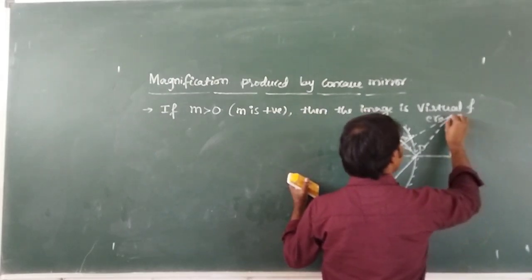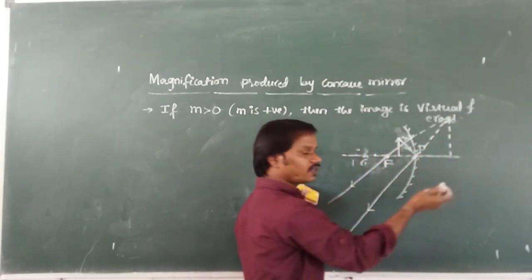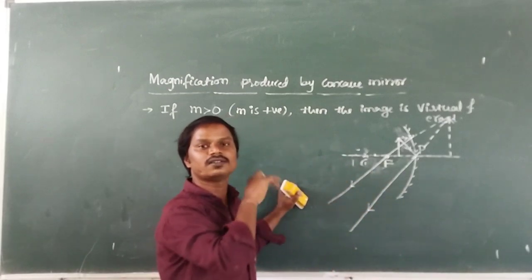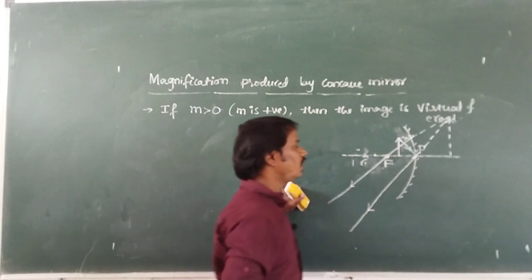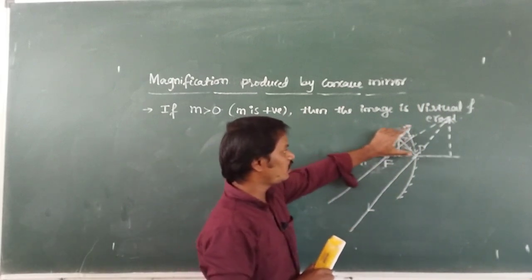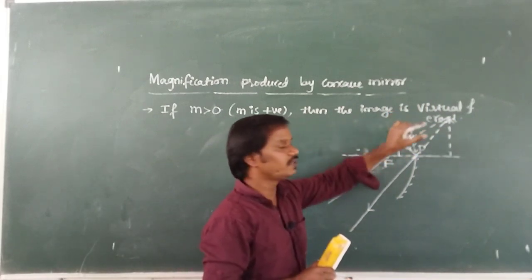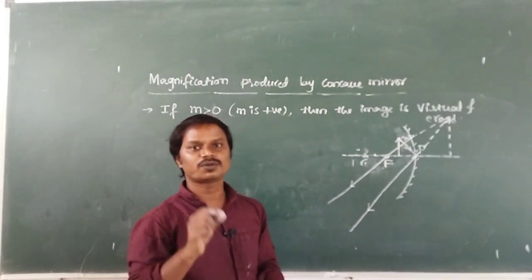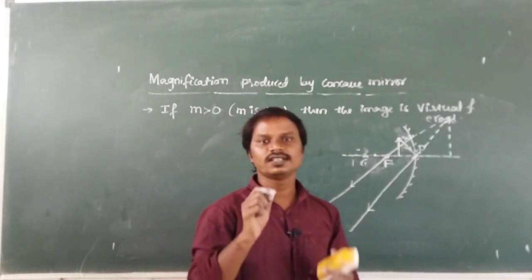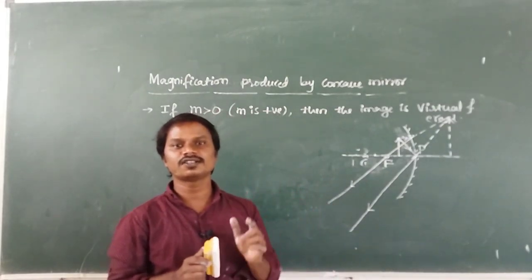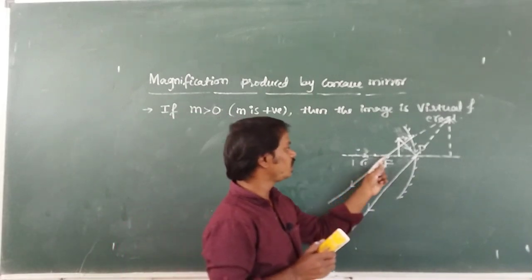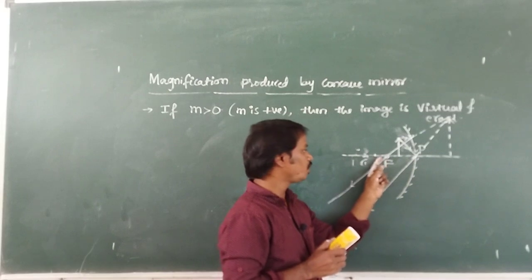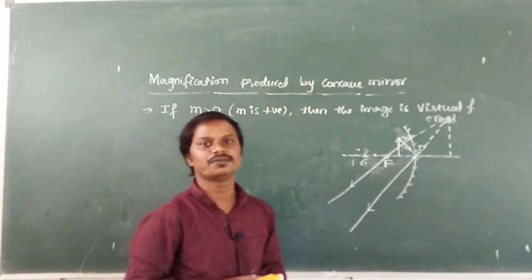So where is the image formed? The image is formed behind the mirror, and this image cannot be obtained on the screen. That is why this image is virtual. And the object is upright, its image is also upright, so the image is said to be erect. For what position of the object is the nature of the image formed by the concave mirror virtual and erect? Only when the object is in between F and P, means principal focus and pole of the concave mirror.